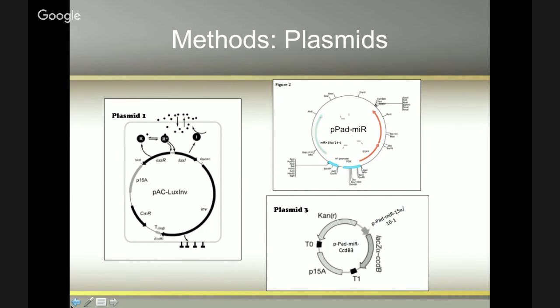I will not go into my methods of designing and creating the plasmids here, but I will say what they are for. The first plasmid, PAC LUX-INV, would contain the invasin gene and LUX promoter, initiating the invasion of the cell by the bacteria. The second plasmid, PPAD-MIR, would contain both padlock probes for microRNAs 15A and 16-1 and detect levels of these microRNAs in the cells. The third plasmid would contain the killer gene CCDB3 and the padlock probes, which would be activated upon recognition of no microRNAs.